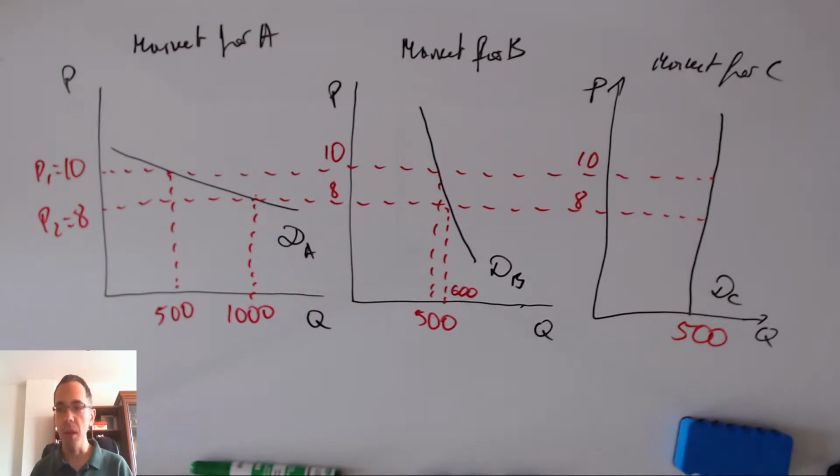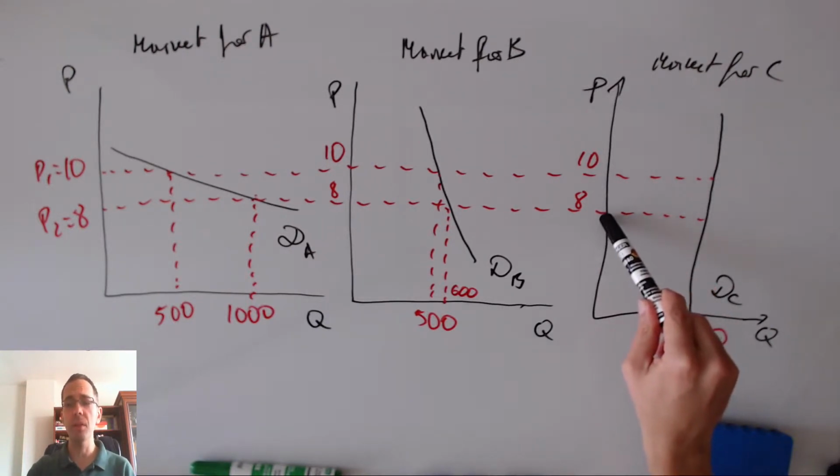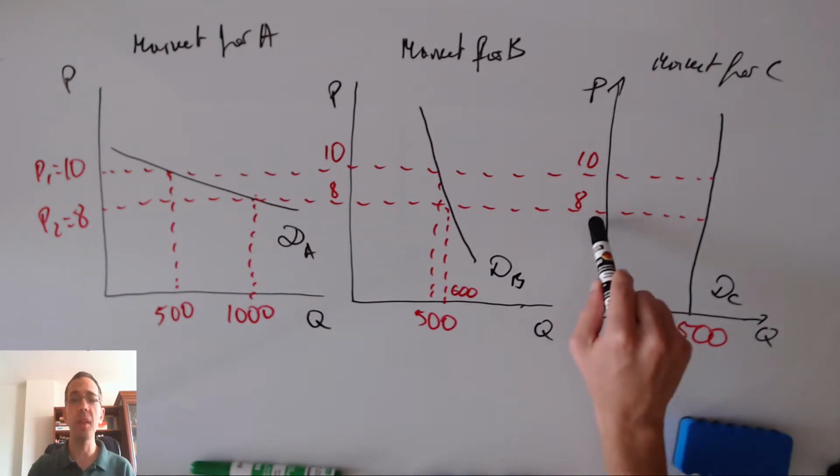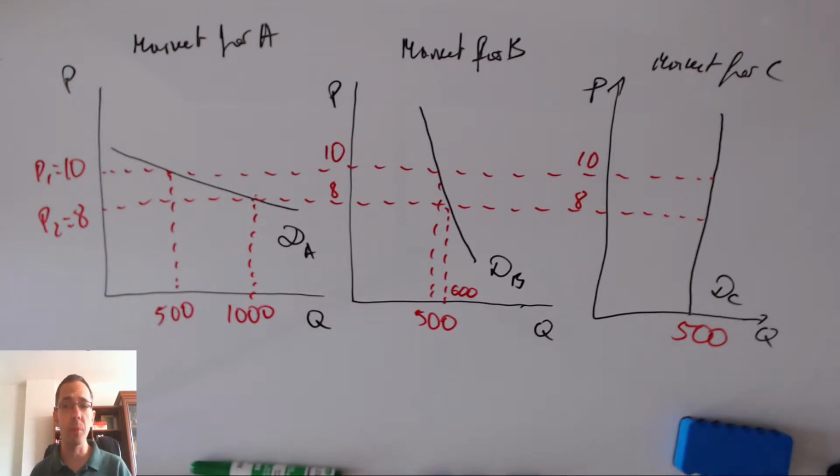What could these goods be? Well, C could be some kind of life-saving medicine that people need on a permanent basis. So the fact that it became cheaper, its main determinant of demand wouldn't be really the price, it would be how many people need this medicine. And let's say 500 people needed it before, and when it became cheaper, it's still the same 500 people that need it, which is why the demand is vertical. And this has a specific name called perfectly inelastic demand, but we'll talk about that later, probably in another video.